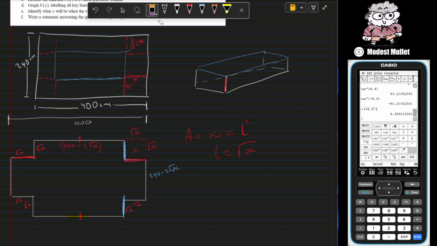Let's clean this up a bit. Okay, so now we have a diagram with all our dimensions. Let's put two blue lines: those two sides are both 240 minus 2 square root X. And we can apply that across here, let's use brown.